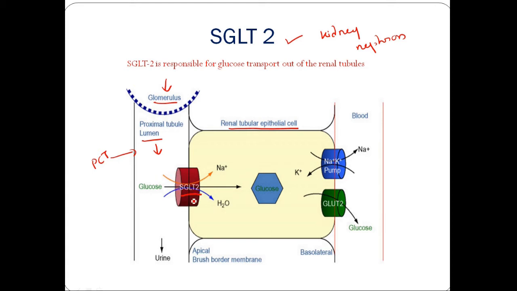This SGLT2 is present in the lumen of the PCT. It will transport sodium from the region of high concentration to the region of low concentration, and along with this, glucose will be transported inside the cell. This glucose will then be transported into the blood with the help of GLUT2, and this sodium will be transported into the blood, and in exchange of this, potassium will come inside. It requires the sodium potassium pump, which requires ATP hydrolysis. So here an active process is happening, and in SGLT2 a secondary active process occurs.